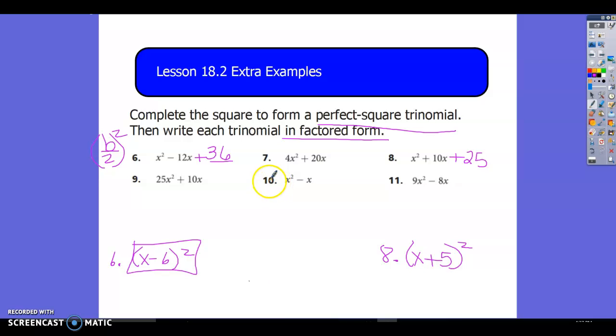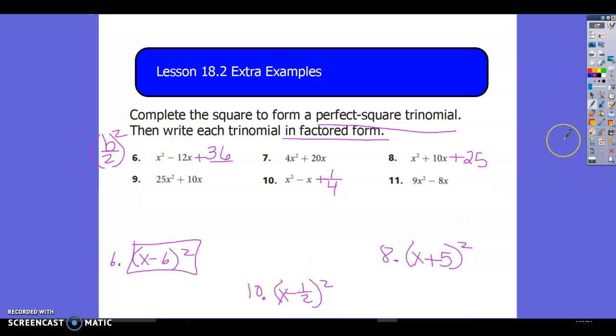All right, so number 10. If I take the middle term and I half it, I'm going to have negative 1 divided by 2, and then negative 1/2 squared would be plus 1 squared is 1, and 2 squared is 4. So that's going to be plus 1/4, and factored form is going to be x minus 1/2 quantity squared.